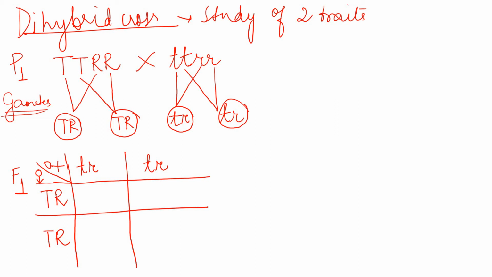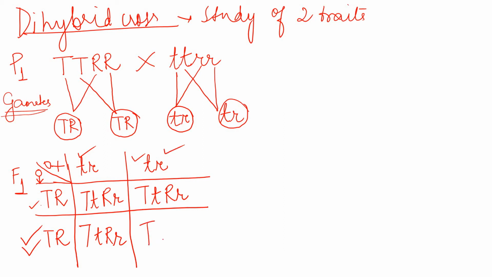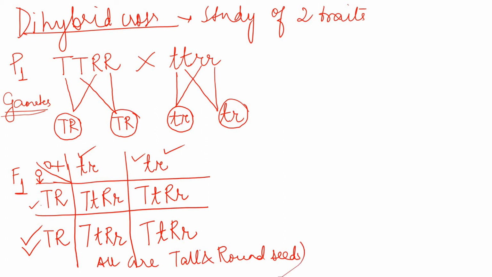Simple. Now let's just multiply. TT, capital R, small r, then this one and this one we write capital T, small t, capital R, small r. Then here this one we take capital T, small t, capital R, small r, and again this one and this one, capital T, small t, capital R, small r. Right, so we have found the children of this cross. What do we find? That these children in the F1 generation are all tall and have round seeds. They are tall in height and have round seeds, but all of them are what? Heterozygous. Nothing like the parents, who were homozygous in nature.